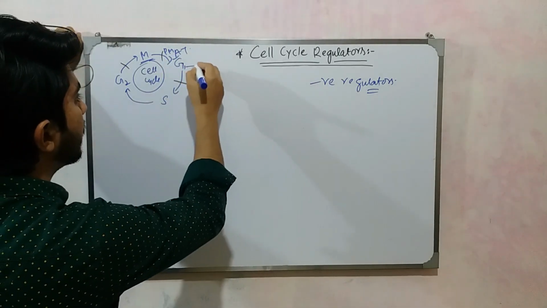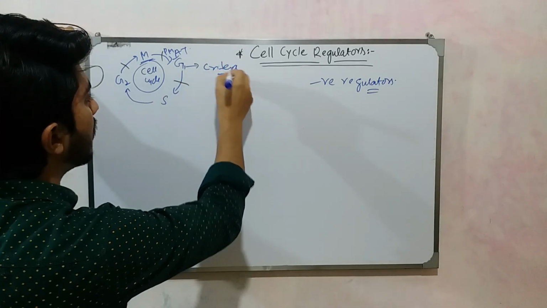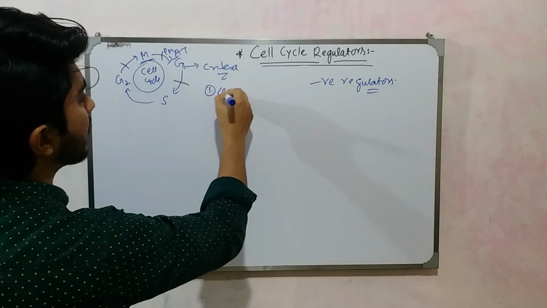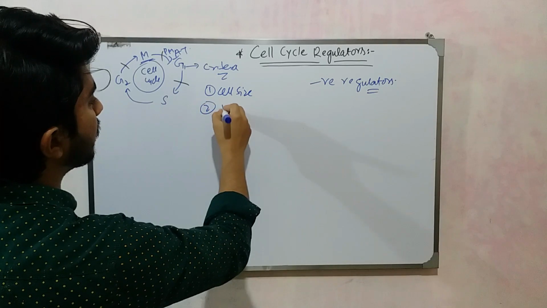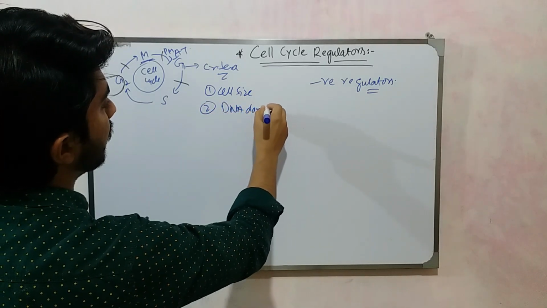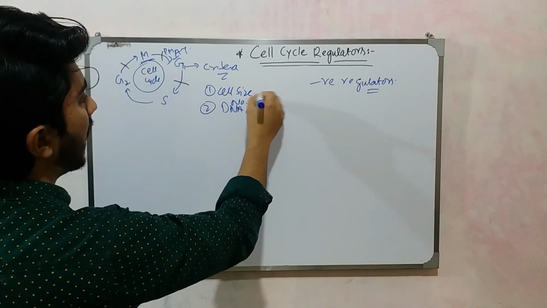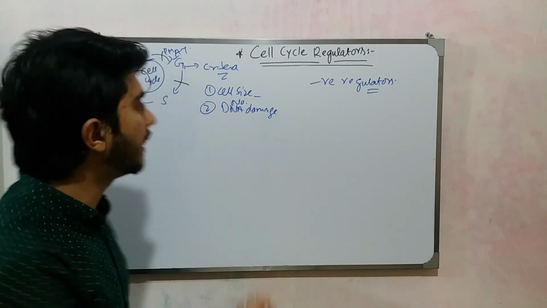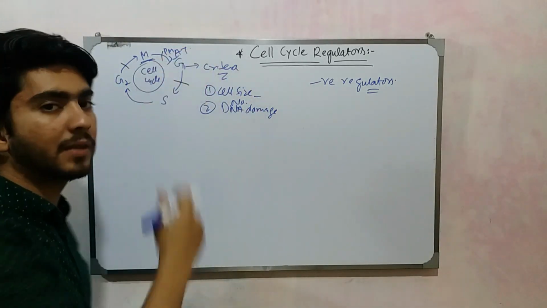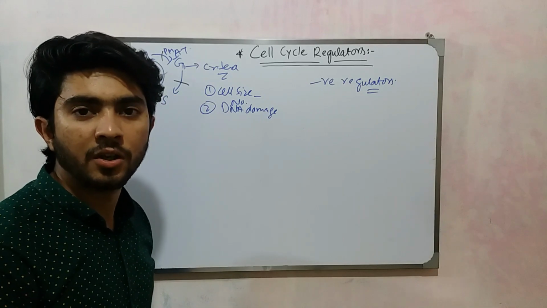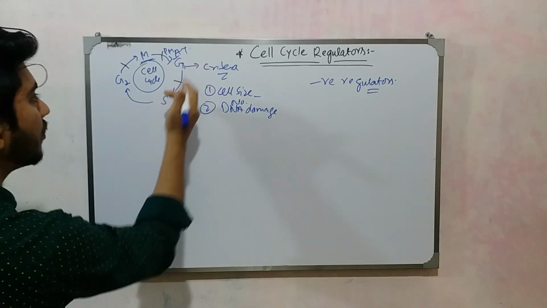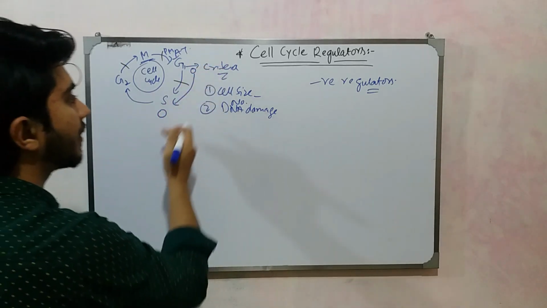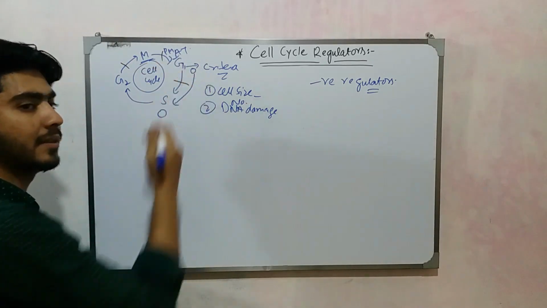If the cell cycle criteria are not completed, for example at the G1 checkpoint, that is, the cell size is not attained well and there is DNA damage, it means all these criteria are not completed by the G1 phase. So what happens? It will not allow the passage of this cell into the S phase. Because all the materials are not completed, it will halt or stop the cell cycle.